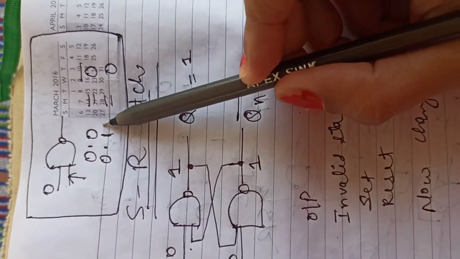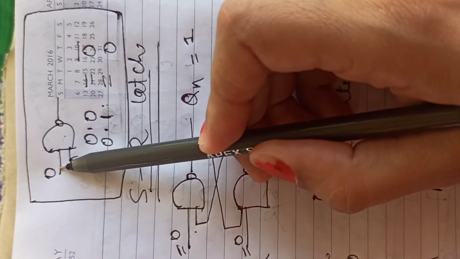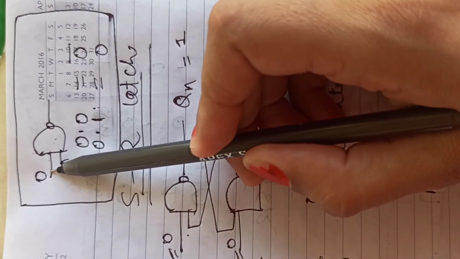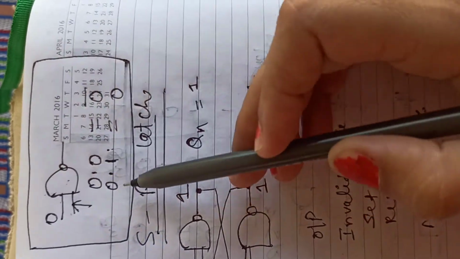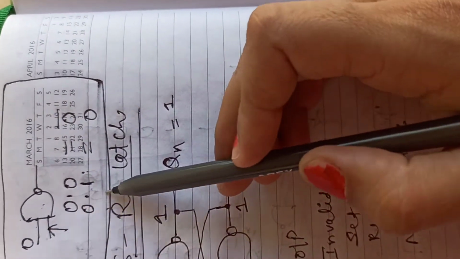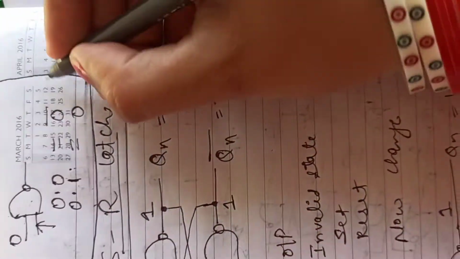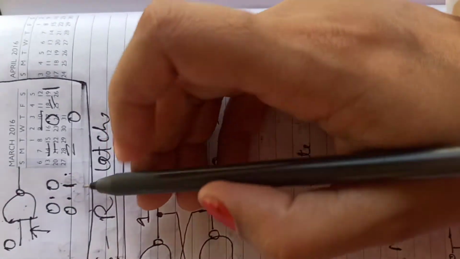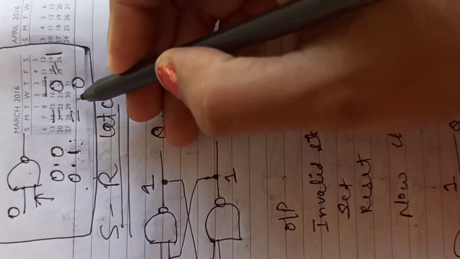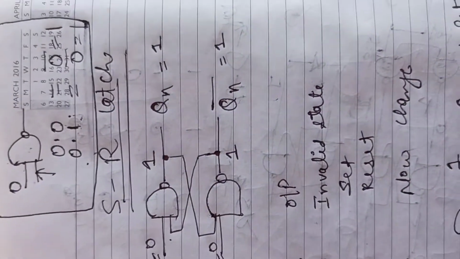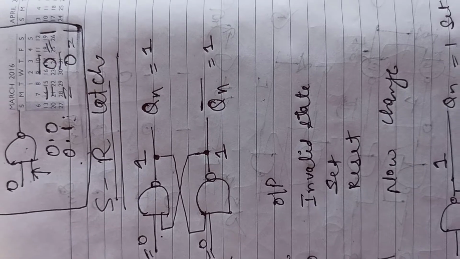This is the basic property of a NAND gate. If one input of the NAND gate is 0, then the output is always 1. Here one input is 0, and the second input must be 0 or 1. If it is 0, then (0 into 0) is 0, and 0 bar equals 1. And if the second input is 1, then 1 into 0 is 0, and 0 bar equals 1. So if one input of the NAND gate is 0, the output is always 1.